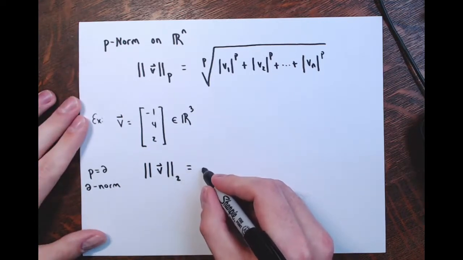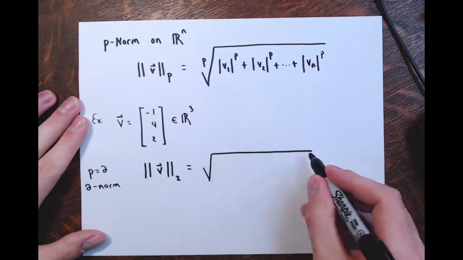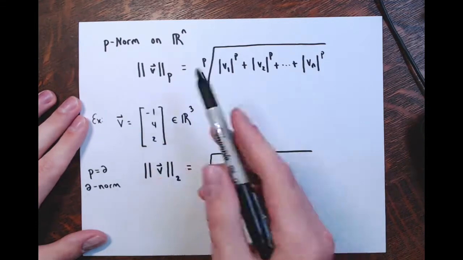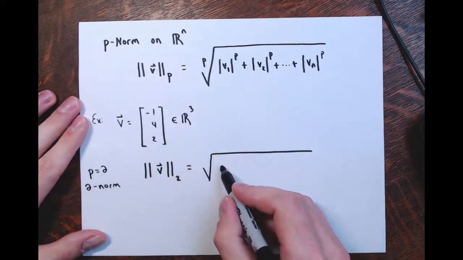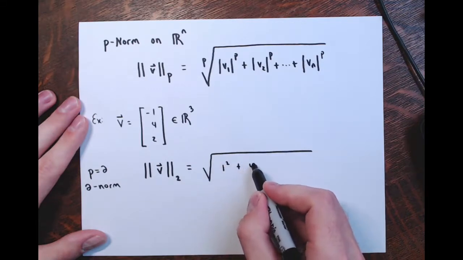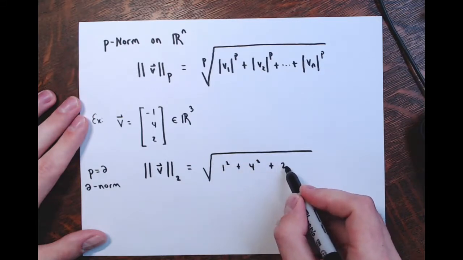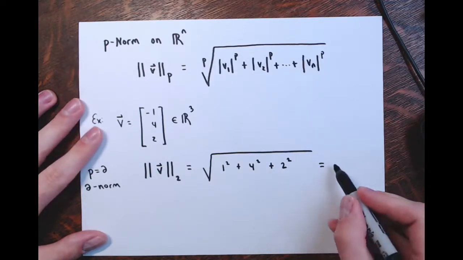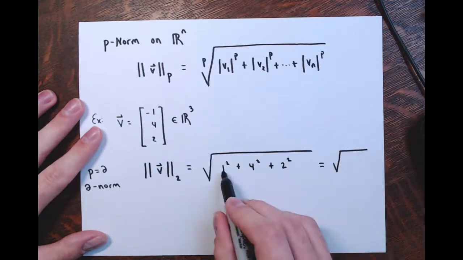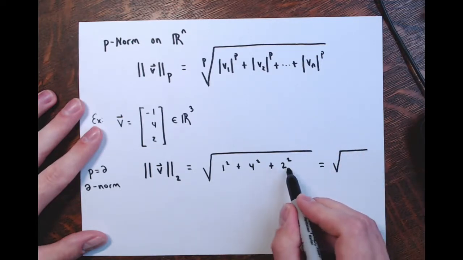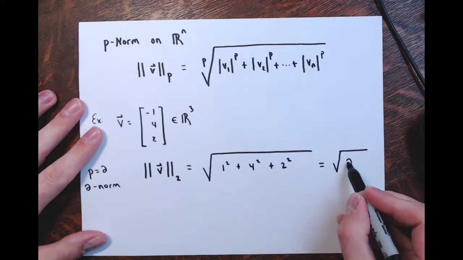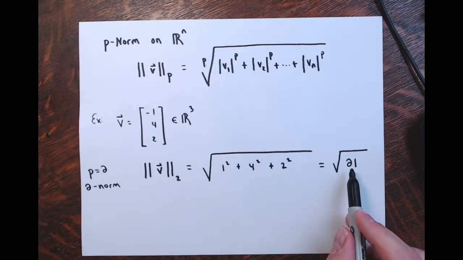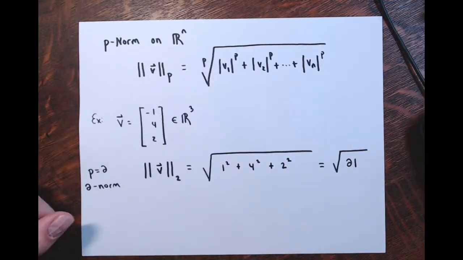But this would be the square root of, just again make all the components positive and raise them to the second power. So that's just like this: 1 squared plus 4 squared plus 2 squared. So the p norm is the square root of 1 plus 16 is 17 plus 4 is 21. So yes, this is called the 2 norm of this vector on R3.